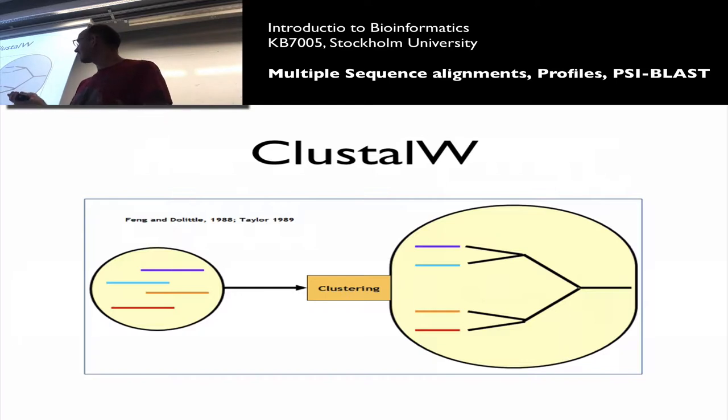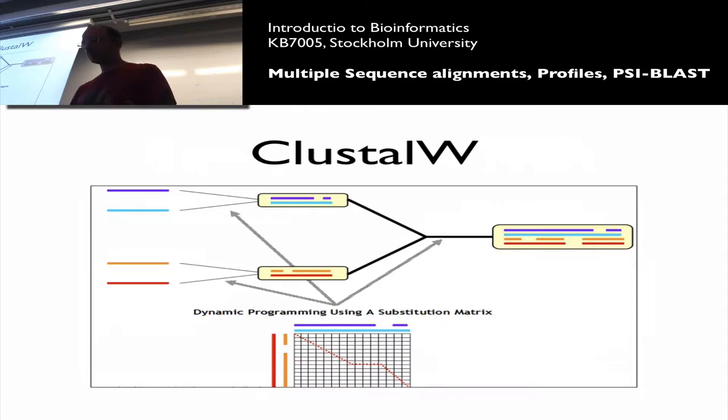Then from this guide tree, or this clustering, you make a tree. Let's say these are close to each other, and these are further away. So basically, clustering together. Here you first align, thinking about four sequences, these two closest together and these two close to each other. So you align these two, you get an alignment that looks like that, the red and yellow, and you get an alignment that looks like that.